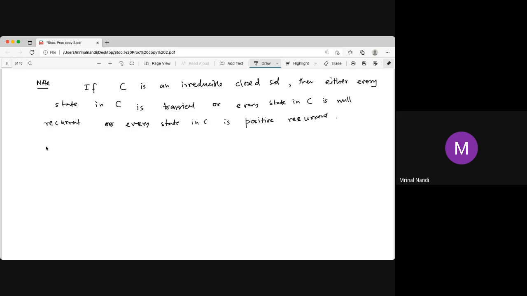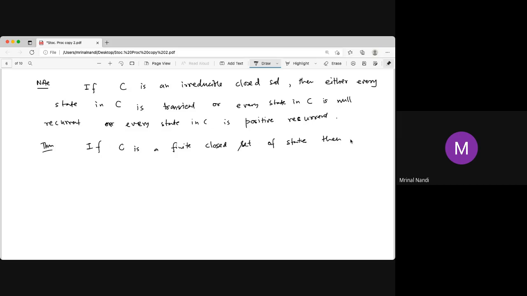Now the next theorem is a very important theorem. If C is a finite closed set, the set is finite and closed. We know that if it is finite and closed, then it is recurrent; all states are recurrent states. It may not be irreducible, just a closed set.